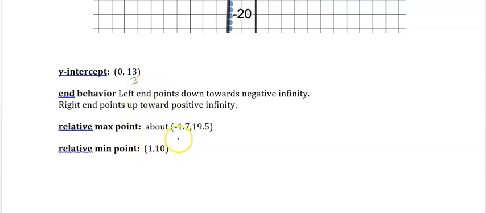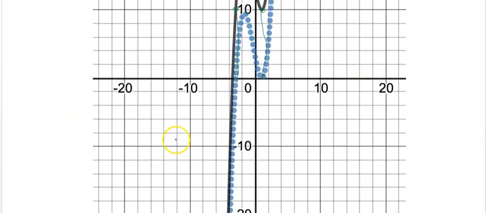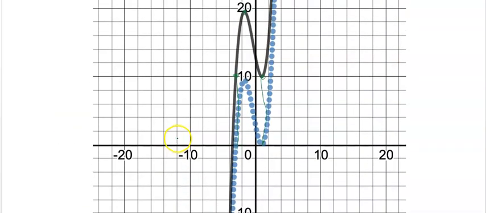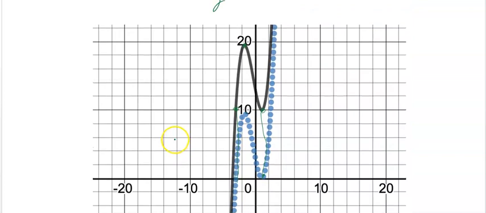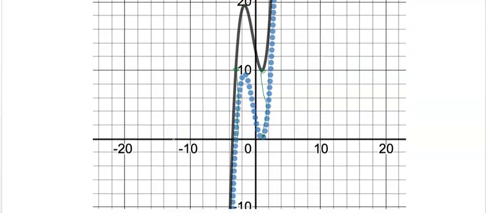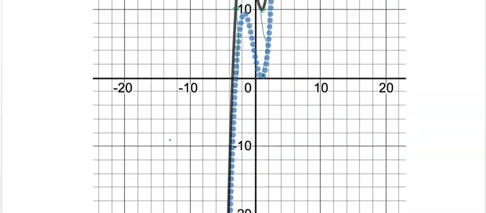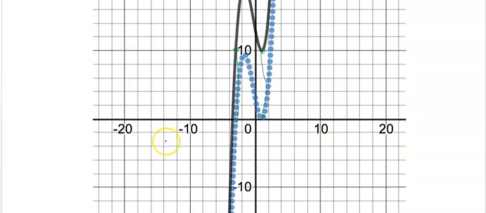So here's a list of those changes we saw, but what you can see is the dotted blue function was our original, and adding 10 to the dotted blue function moved the whole graph up 10 units in the y direction. It didn't move it side to side, although it does change the x-intercepts.